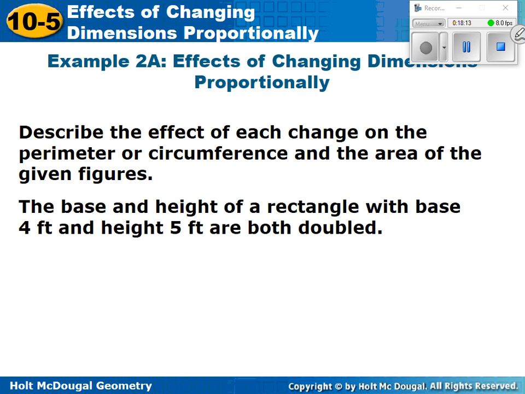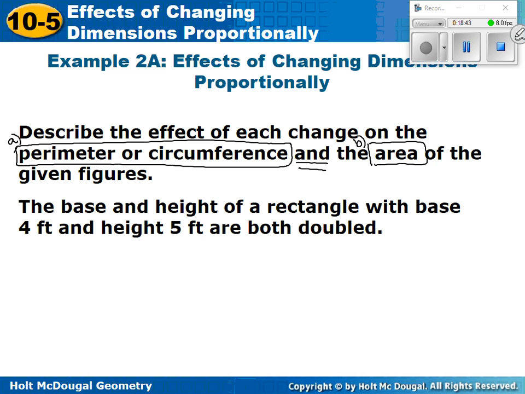Notice what's changed. It says describe the effect of each change on the perimeter or circumference, which is basically the same thing because circumference still means the distance around, it's just now a circle. Describe the effect of each change on the perimeter or circumference and the area. So now we're going to have 2 answers on these, one for perimeter or circumference and one for area.